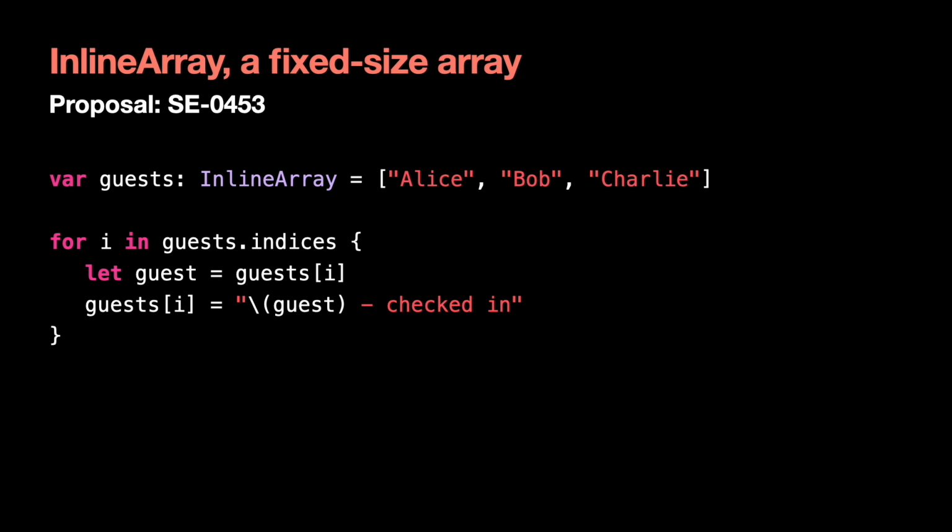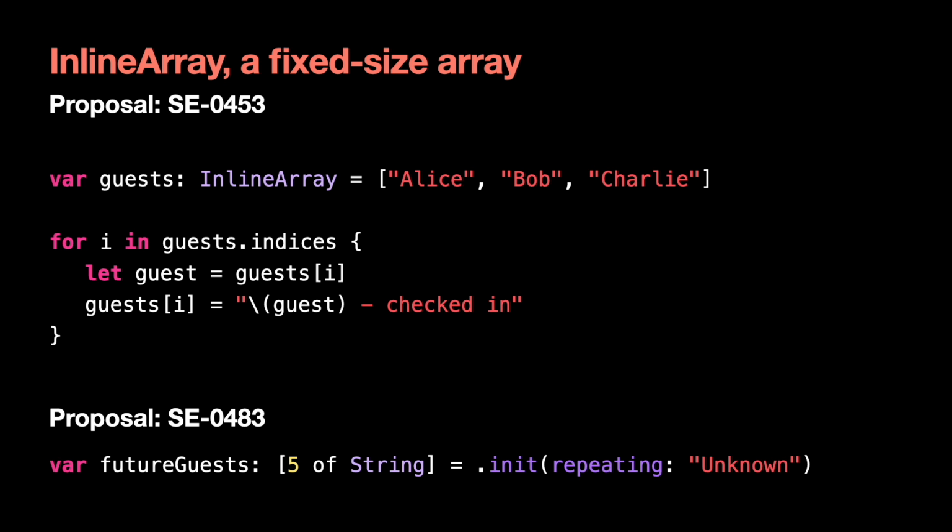We can initialize such an array with all the elements already in place, then iterate over it using indices, use random access to read elements by index, and also update elements at a specific index if necessary. We can't add or remove elements though, since its size is always fixed. If we need to initialize an inline array with placeholder elements that can be updated later, we still have to provide both the number of elements and their type upfront. Swift 6.2 lets us do this with a shorthand syntax.